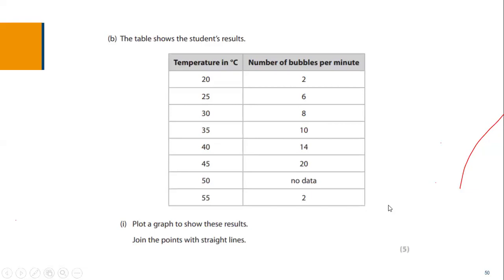So this would be a typical graph plotting question. Regular series of data, number of bubbles, one box with no data. You do not know what happens when the temperature is 50. Plot a graph to show these results. Join the points with straight lines. So it's telling you that it is a line graph, not a bar chart.